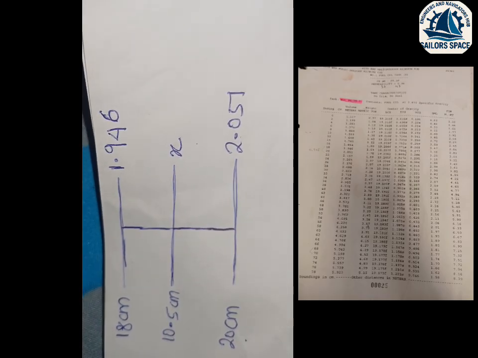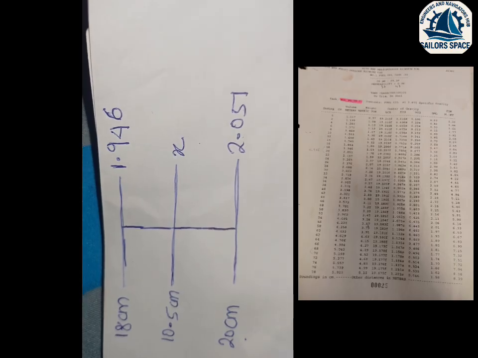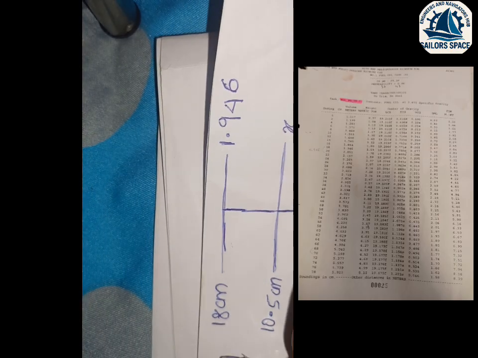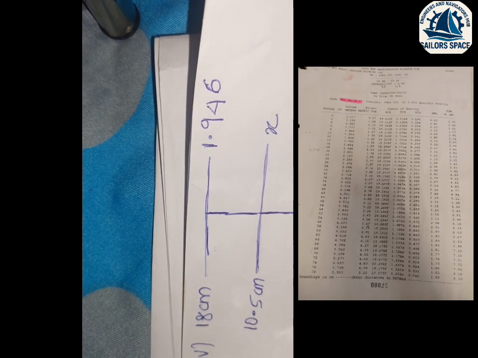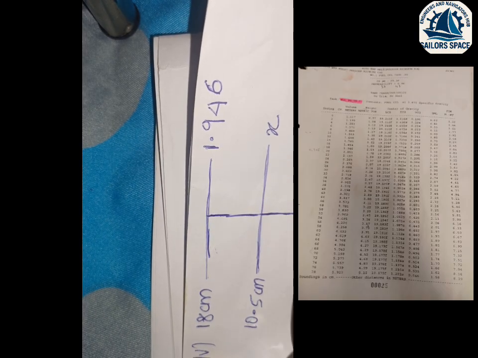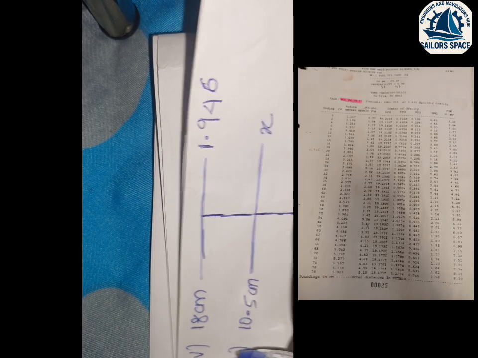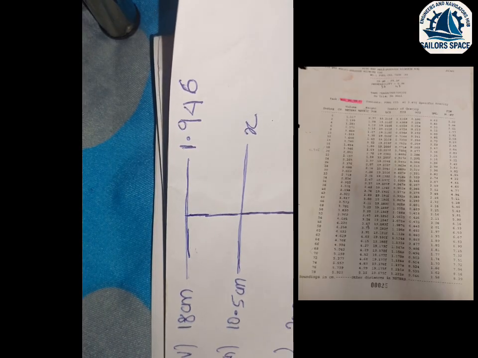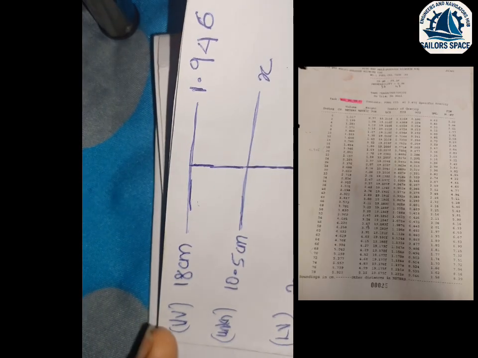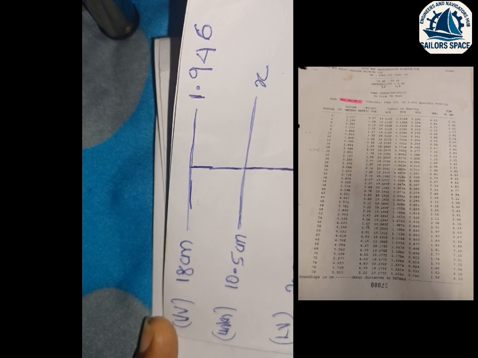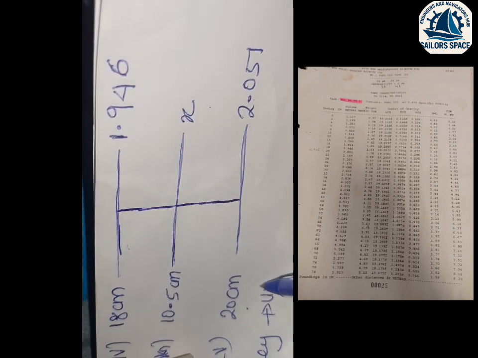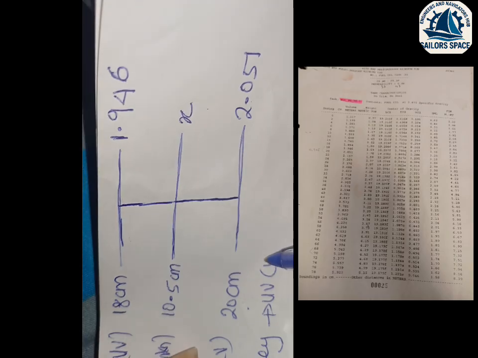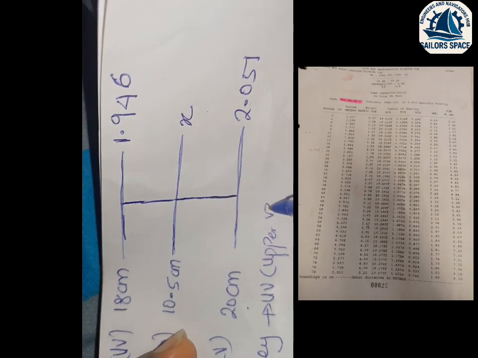So let's proceed. Meanwhile, let's get this clear. This is the upper value, UV. This is the unknown. This is the lower value. So let's do a key so we don't get confused. Key. For my key, UV means upper value.